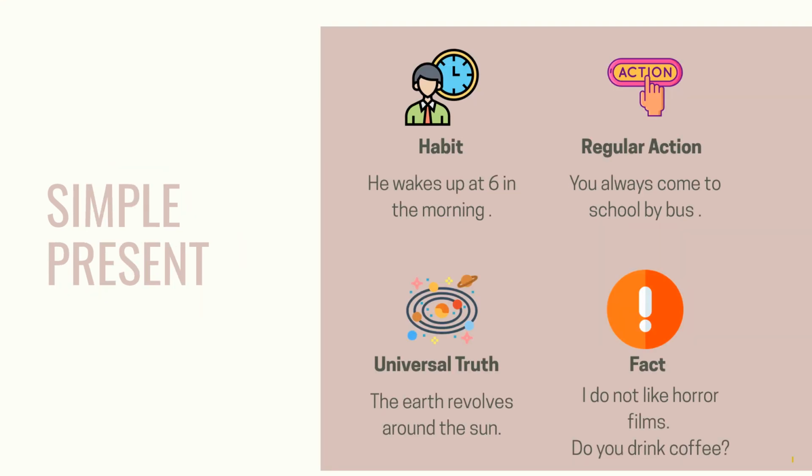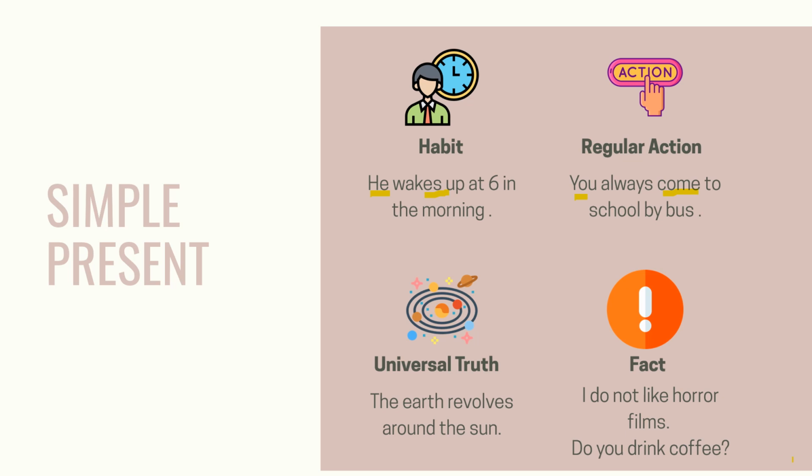Now let us see where we use simple present tense. We use simple present tense with habits. For example, he wakes up at 6 in the morning. Here, it's a habit. As a habit, he wakes up every day at 6 in the morning. He is third person singular, and therefore we have added s to the verb. Then in the next, with regular actions. Here, the subject is you and the verb is come. Because it is not third person singular, we have used just the present form of the verb.